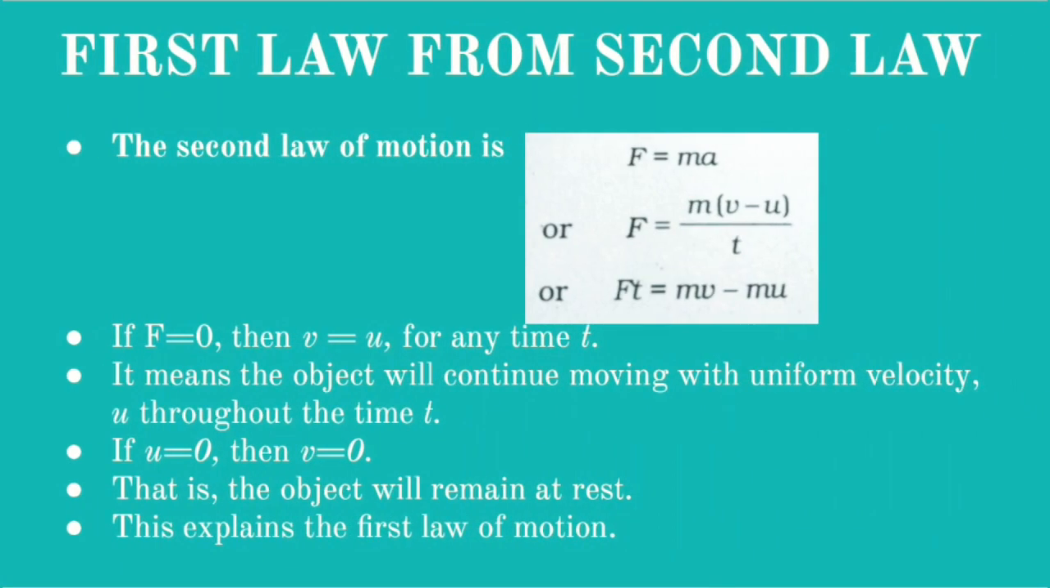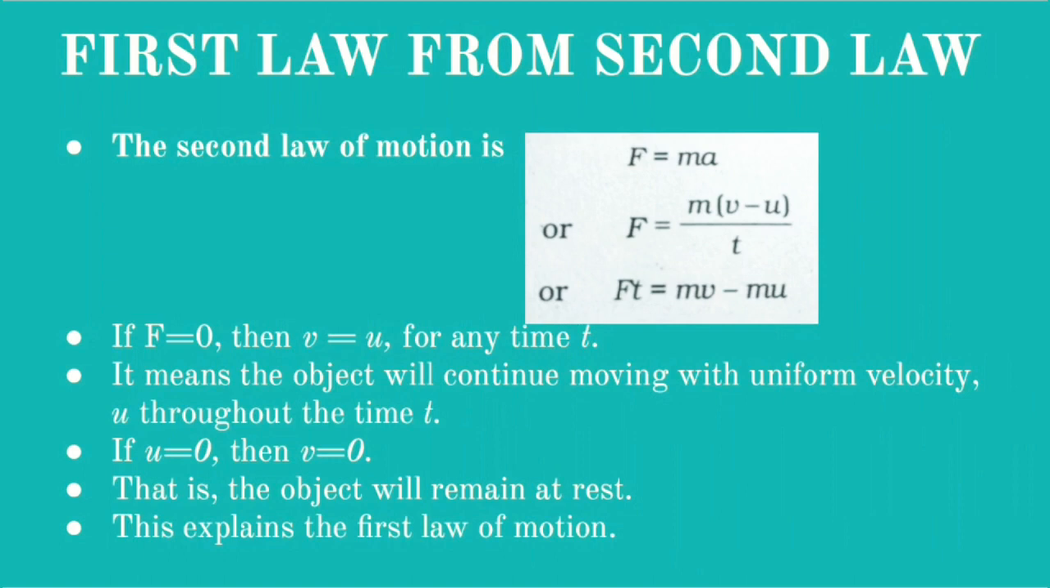Now, let us derive the first law from the second law of motion. We know the second law of motion is given by F equal to m into a. Substituting acceleration a in this equation, we get F equal to m into (v minus u) upon t. This further leads to Ft equal to mv minus mu.